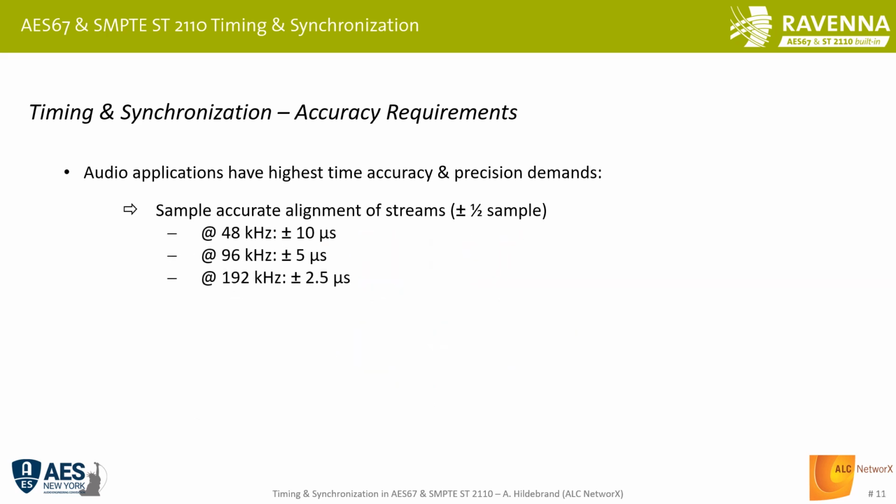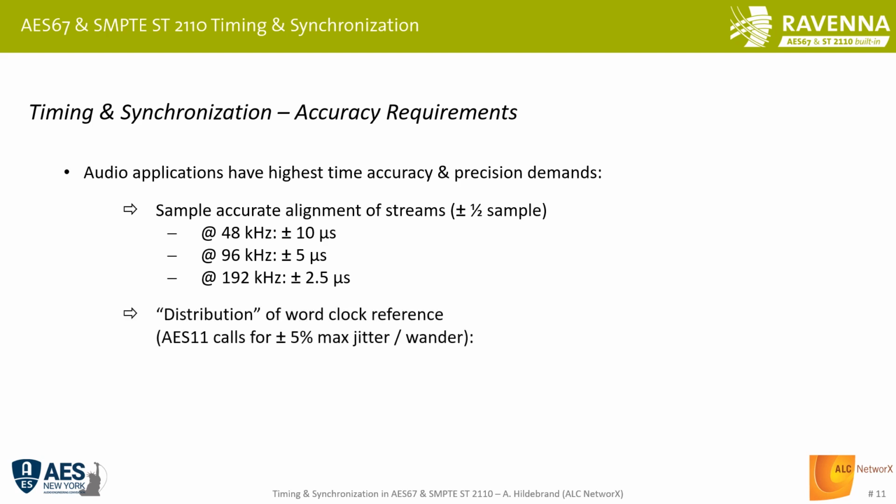The next thing we need to understand is what accuracy requirements follow from this. At 48 kilohertz, half a sample period is about plus minus 10 microseconds. At 96 kilohertz, that's already half of it. And when we go up to 192 kilohertz, we need an accuracy requirement of plus minus 5 microseconds with respect to the reference time.